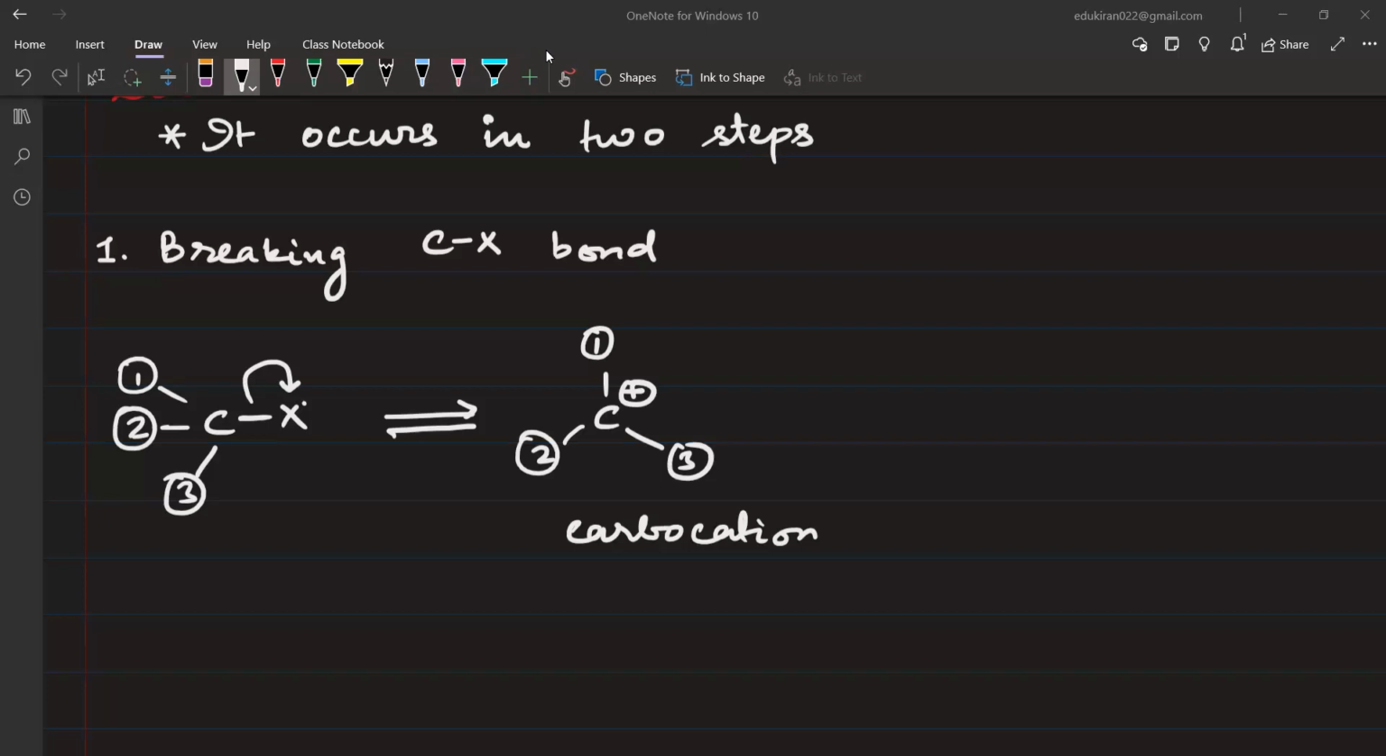Okay. So this is a carbocation. Once this bond breaks, and this is a very slow step because bond breaking is happening, that is why this step is also known as formation of carbocation.